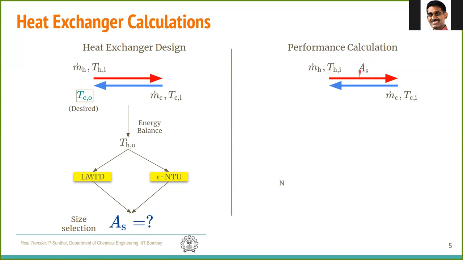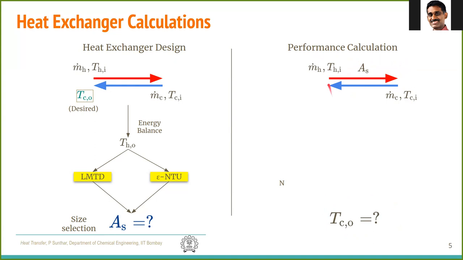So given a heat exchanger with a given area, we don't know what will be the outlet temperatures of this. So in this case, we call it a performance calculation where we have the inlet temperatures and the area. In this particular case, then the outlet temperature is unknown.